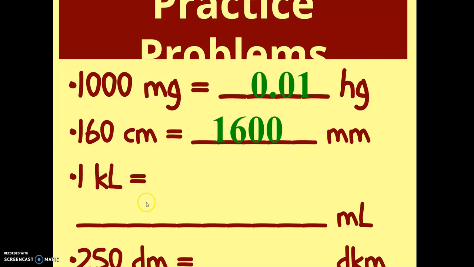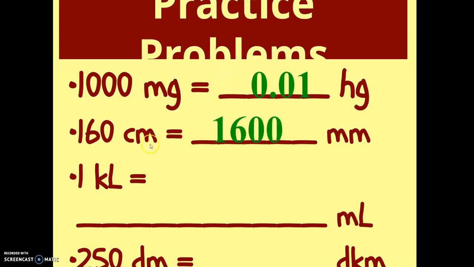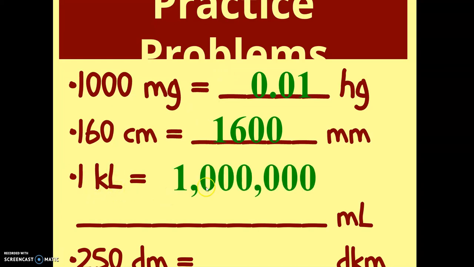1 kiloliter, we're going from kiloliter to milliliter, so we're measuring volume with liter, and we're going from kilo to milli. Let's look at our "kids have dropped over dead" converting metrics chart. So we go 1, 2, 3, 4, 5, 6 to the right, using this little device. We go back to our problem, so we're going to go 1, 2, 3, 4, 5, 6 to the right. We're going to add 6 zeros, and so right here we started at 1. So we go 1, 2, 3, 4, 5, 6. So 1 kiloliter is 1 million milliliters.